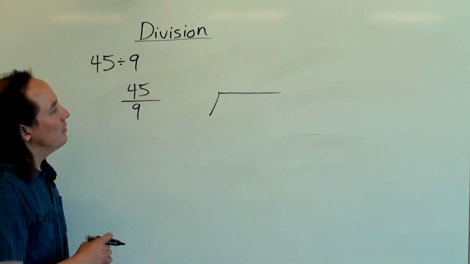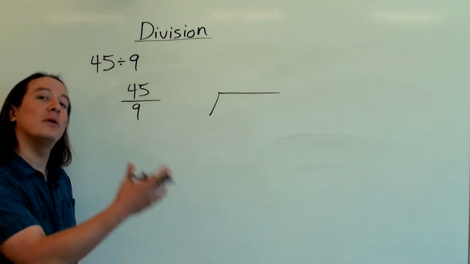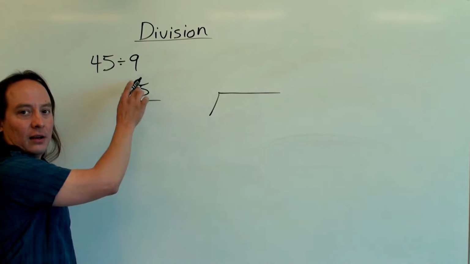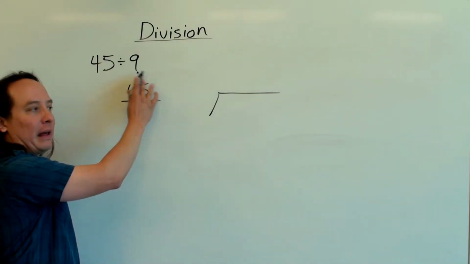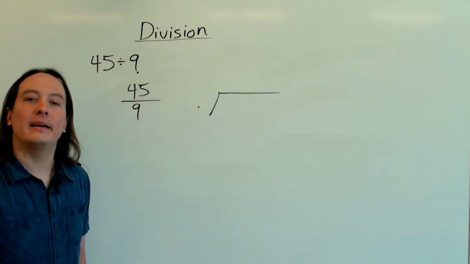The first thing we have to know is which number goes on the inside of the house and which one goes on the outside of the house. If we're looking at it in this fashion, it's the second number that goes outside, and the first number goes inside, okay?